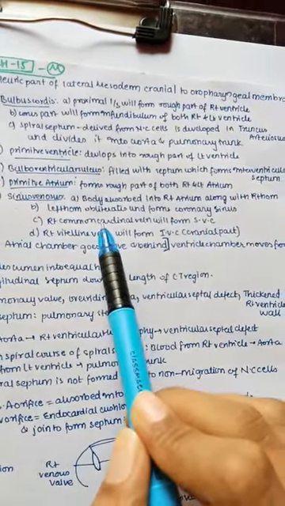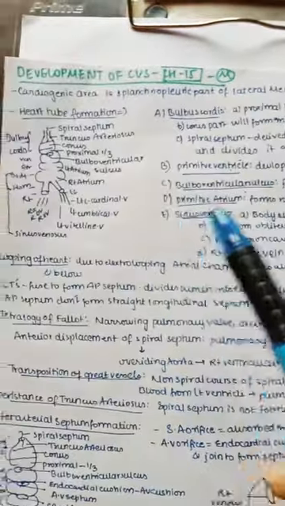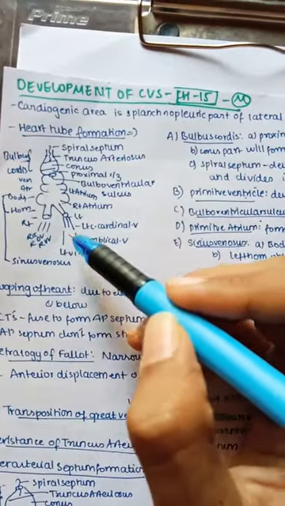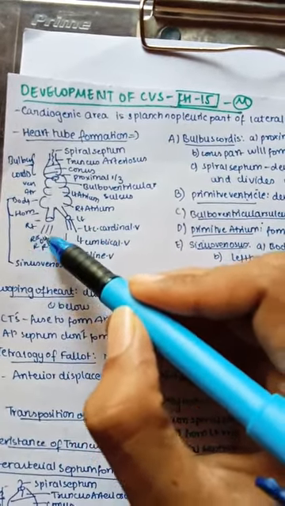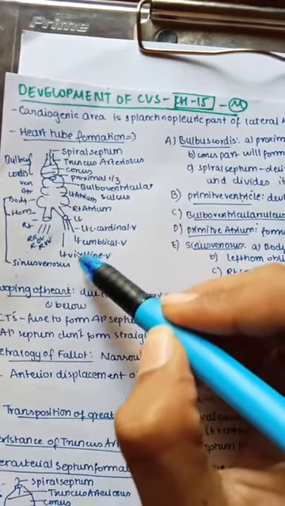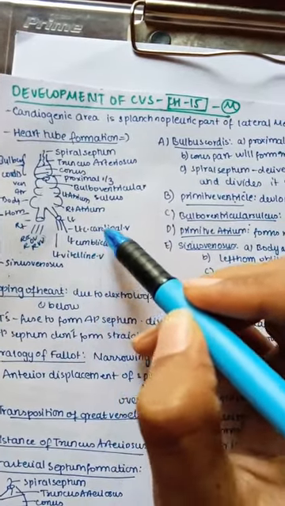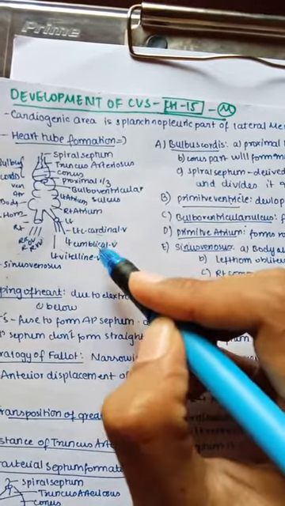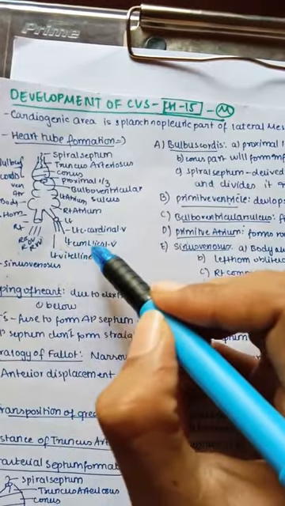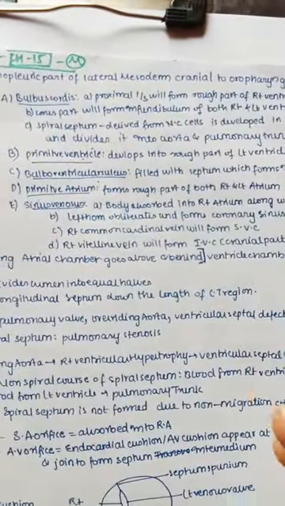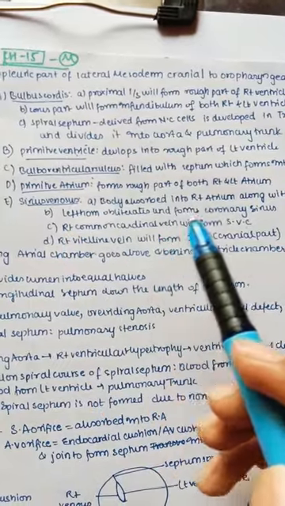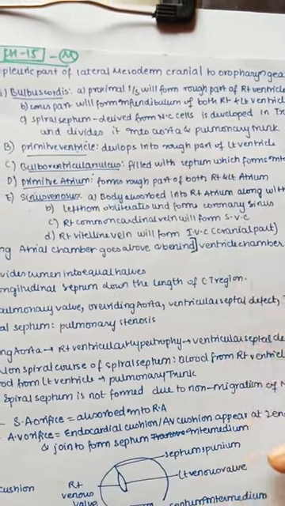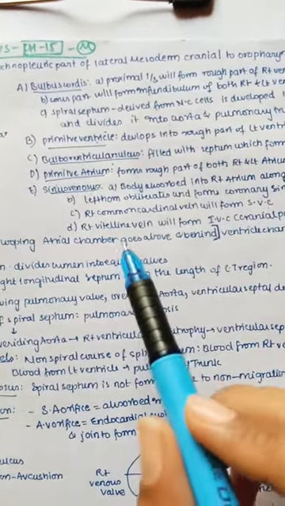And the right common cardinal vein will form the superior vena cava. So this is the right horn, this is the left horn, as I said. There are three veins on both sides: the right cardinal vein, right umbilical vein, right vitelline vein, and the left vitelline vein, left umbilical vein, and left cardinal vein. The left horn regresses, but only the left umbilical vein remains, because among the right and left umbilical veins only the left umbilical vein remains. You can see this is the right common cardinal vein, which mainly forms the superior vena cava, and the right vitelline vein will form the inferior vena cava. Especially the cranial part of the inferior vena cava is formed by the right vitelline vein.